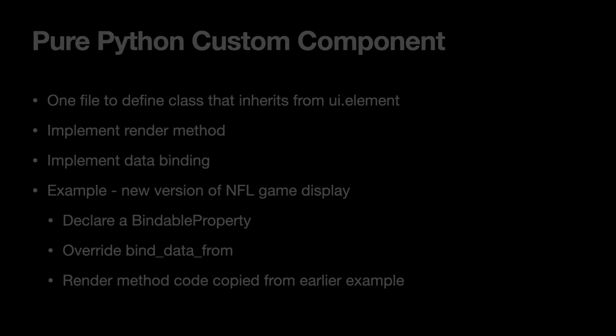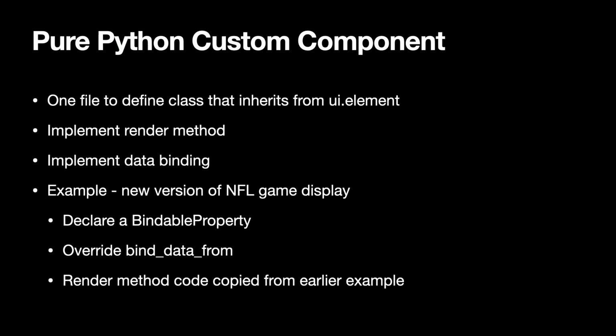The second option is to create a Python class that derives from ui.element and uses only NiceGUI elements, for example, from some existing code that you want to reuse in your app or across NiceGUI projects. I will show examples of both approaches.